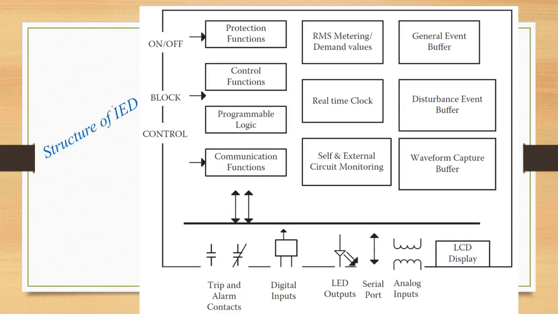So here we can see the structure of an IED. Here there are various structures, a control structure block, and different blocks, and on off functions are there, right? Protection function, control function, programmable logic, communication functions, metering, real-time clock, self and external circuit monitoring. So there are different aspects involved in the IED.